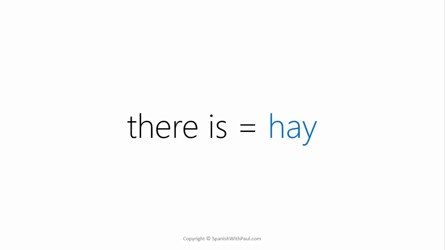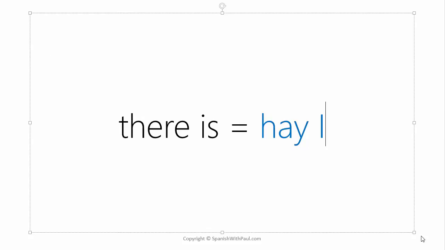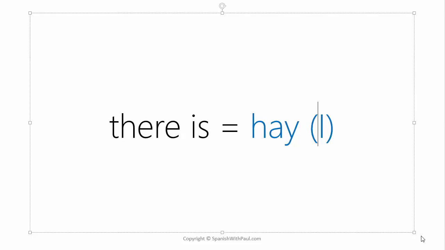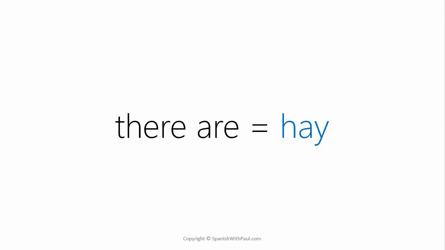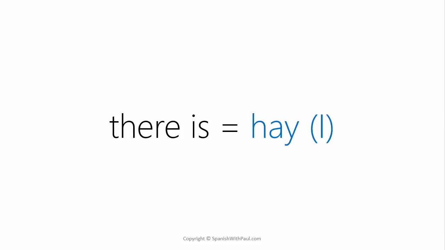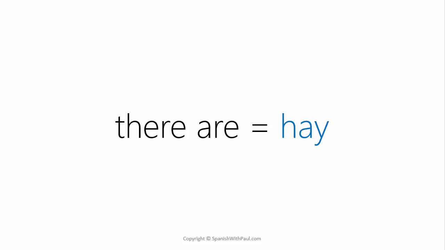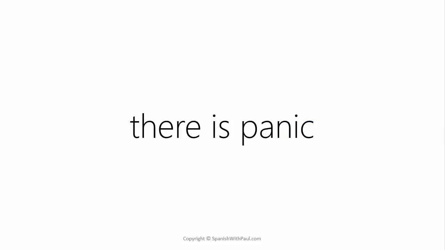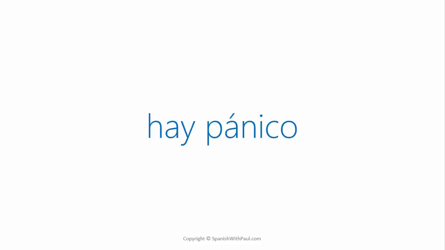To say there is in Spanish is simply hay. So sounding like the English letter I, right? So we have hay. Has that sound to it, but the spelling is actually H-A-Y. Now the really nice thing is that there is equals hay in Spanish, but also there are is also hay. So it's very simple, very easy to remember. There is or there are, it's all hay. So how would you say something like there is panic? Hay pánico.